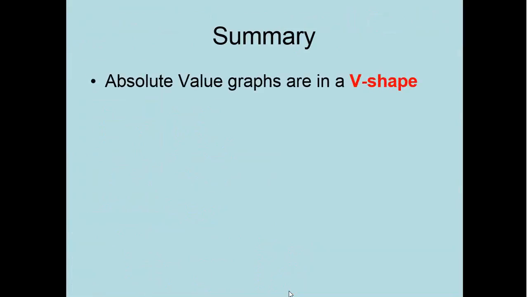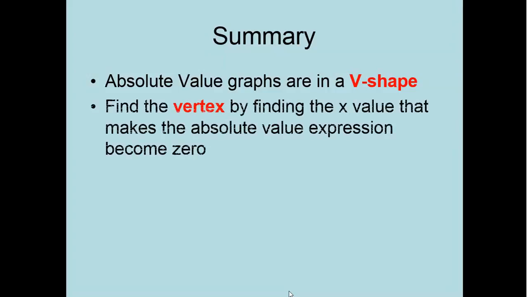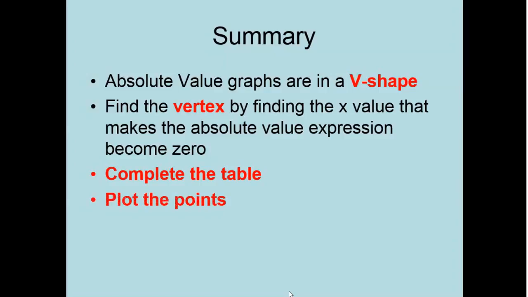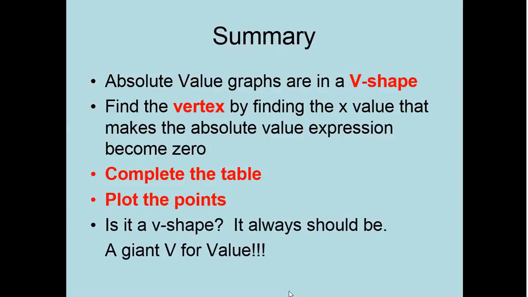Just a little summary. So your summary, absolute value graphs are in a V shape. You're going to find the vertex by finding the x value that makes the absolute value expression become 0. You're going to want to complete the table, plot the points you get, and then ask yourself, is it a V shape? Because it should always be a giant V for absolute value.